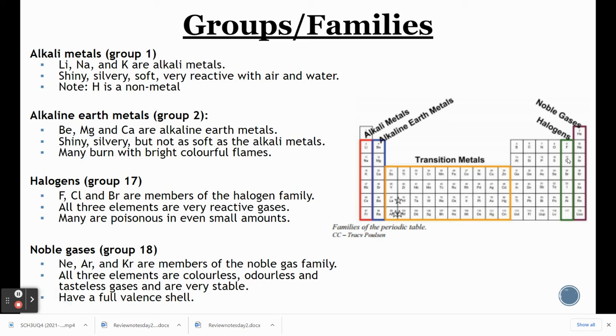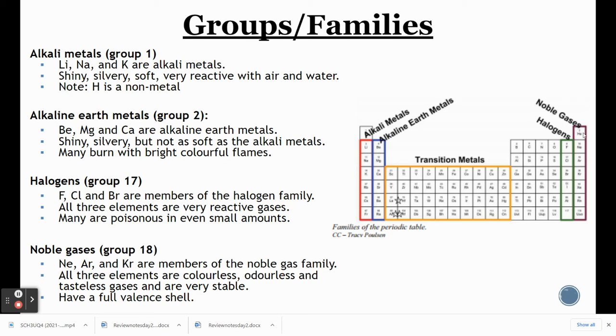You have fluorine, chlorine, bromine, iodine, so on and so forth. Bromine is one of the exceptions there, but they're all very, very reactive. Many of them are also poisonous. Chlorine, for example, is poisonous, even in small amounts. But the fact is that they have seven valence electrons each, which makes them very reactive nonmetals.